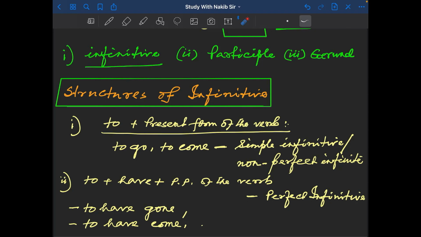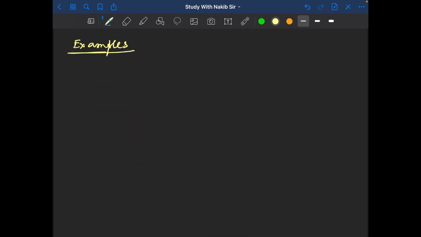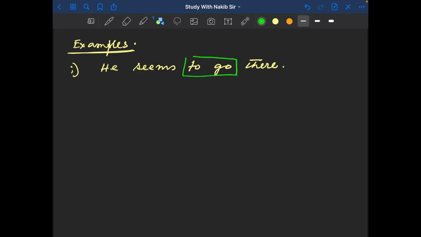Okay. Now see the examples. Examples of simple infinitive first, and next the example of perfect infinitive. Number one, very simple and very easy. He seems to go there. To go, you know, to go is called a simple infinitive or non-perfect infinitive. Why is it non-perfect? Because it is not perfect. It is not done. If you expand the sentence, it will be clear.